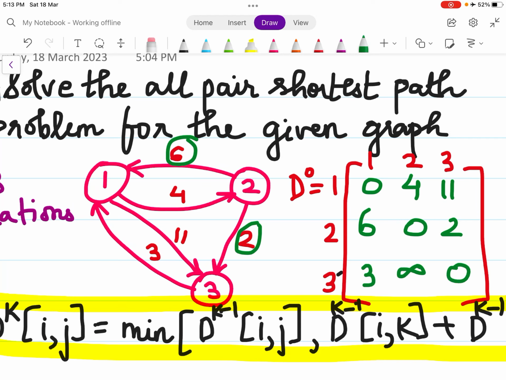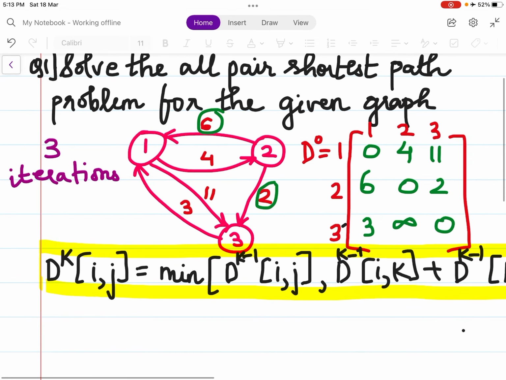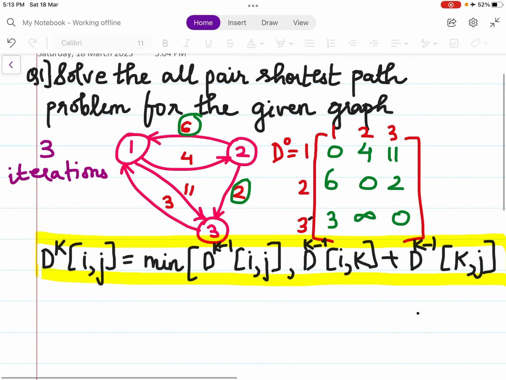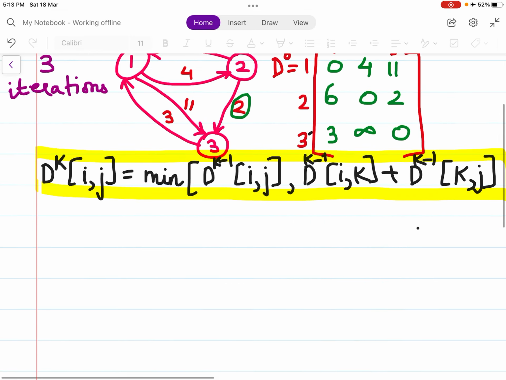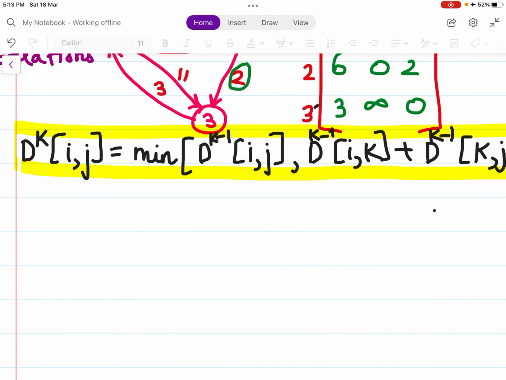So wherever we have zeros, we will not perform those. We will not find coordinates for those. So 1 comma 1 coordinate will not be found, 2 comma 2 coordinate will not be found, 3 comma 3 will not be found, they will remain 0. So the formula is d k of i comma j is equal to minimum of d of k minus 1 i comma j, d of k minus 1 i comma k plus d of k minus 1 k comma j.